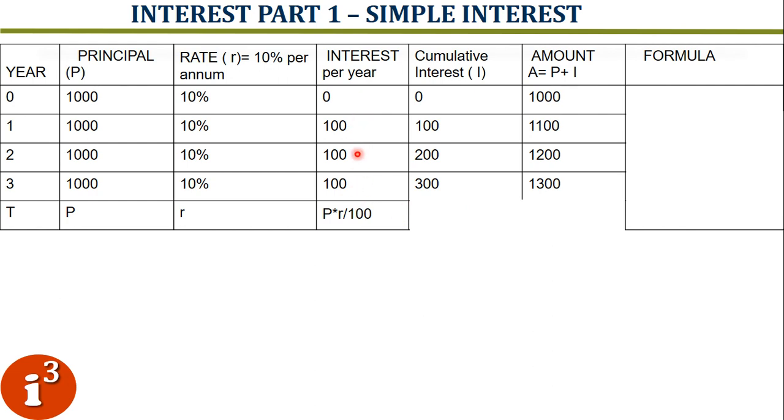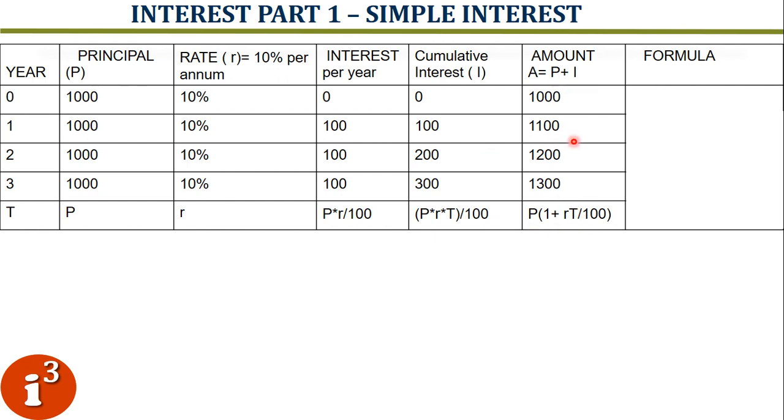So for 2 years you just multiply by 2, for 3 years you multiply by 3. So for t years you will multiply by t. So P into R into T by 100. This is the cumulative interest. So what will be the amount? Amount will be this plus the principal: P plus PRT by 100. That means P into (1 plus RT by 100). So this is the basic formula which we have derived through this table.